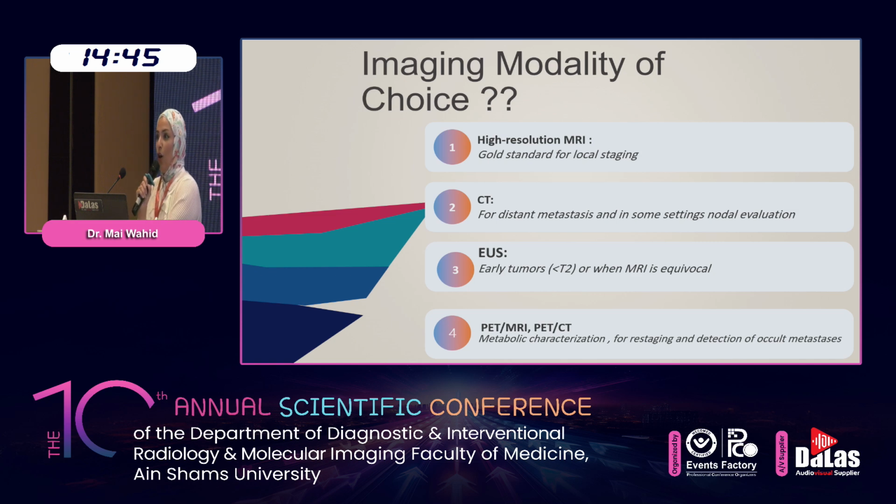So as a start, what is the best modality of choice for rectal cancer and what other imaging choices do we have? The gold standard for local staging of rectal cancer is high-resolution MRI. We also have CT for distant metastases or nodal evaluation, and EUS, endoscopic ultrasound, for early tumors. We're going to talk about that later. We have PET-CT for occult metastases, and PET-MRI hybrid. We're also going to talk about that later.